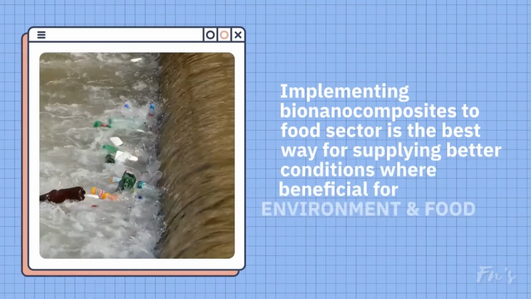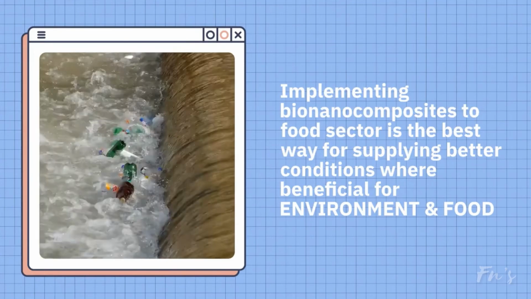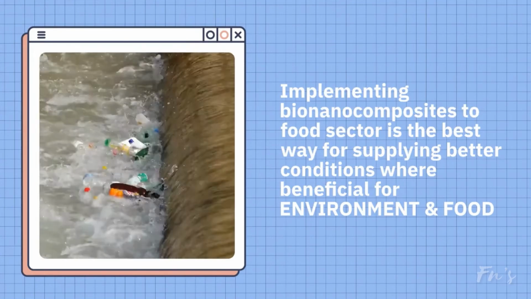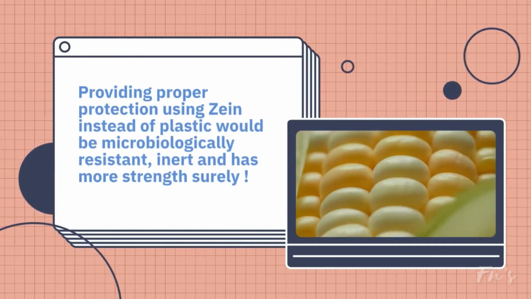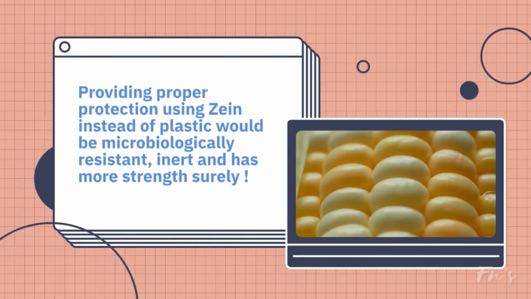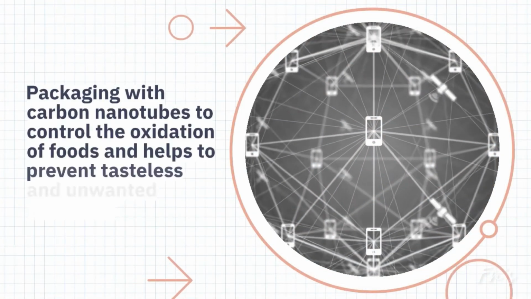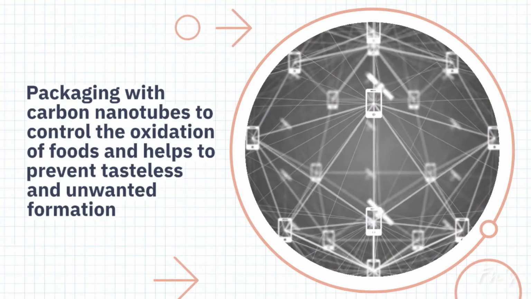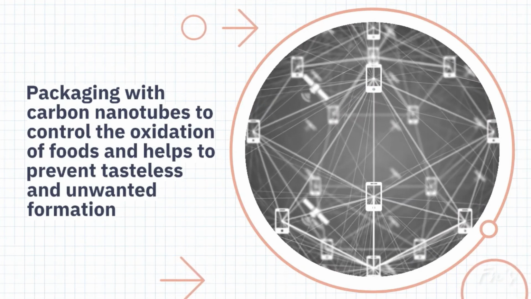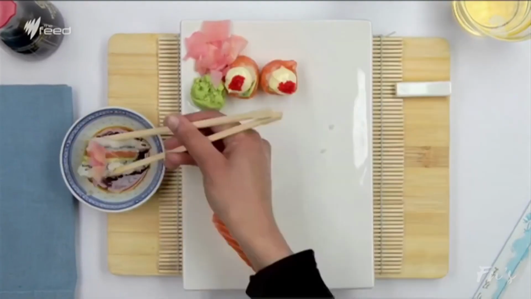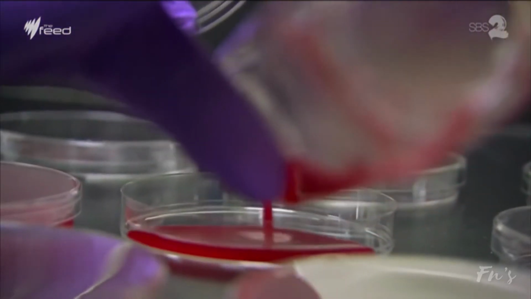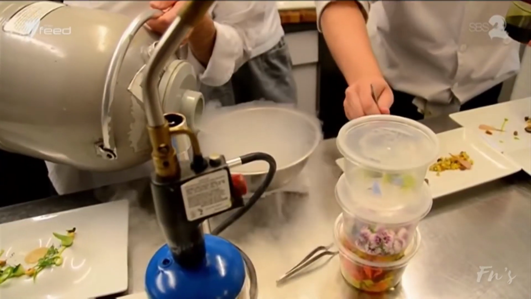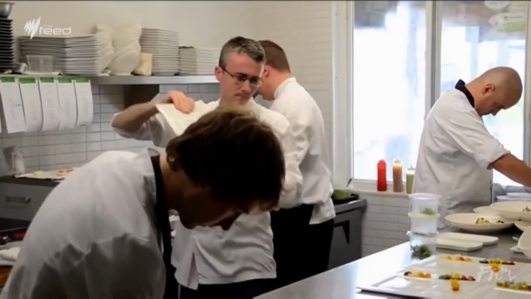Therefore, we should implement bio-nanocomposites in the food sector as the best way of supplying better conditions beneficial for the environment and food. Second is providing proper protection: using zinc instead of plastic would be microbiologically resistant, inert and have more strength. Also, the use of packaging with carbon nanotubes can control the oxidation of food and help prevent tasteless and unwanted formation. Even Kraft Foods' interest in a smart blob that can be made to taste like anything using nanotechnology has all been part of the highly speculative future of nano foods.